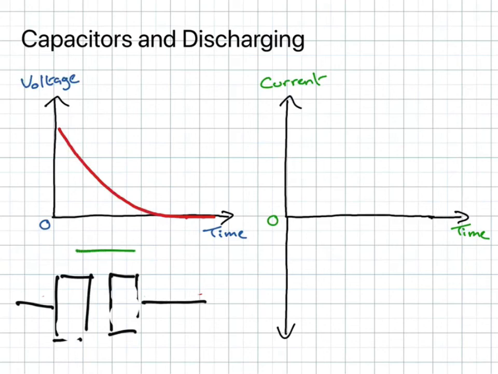Because the current flowed in the opposite direction there, the graph has to reflect this, and it starts in the negative end of the y-axis. Here you can see the current starting off at a negative value because it's going in the opposite direction. There is a rapid decrease and then it gradually decreases towards the end until finally it reaches zero again and the capacitor is fully discharged.